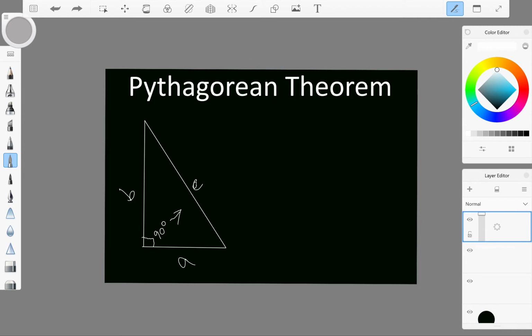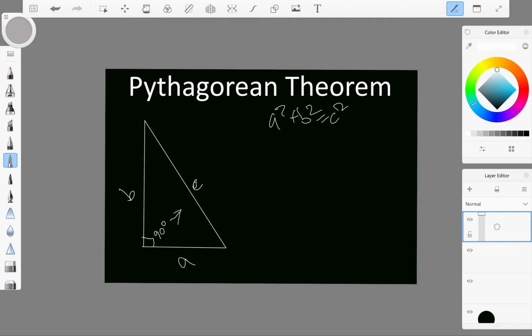Okay, so a squared plus b squared. A squared plus b squared equals c squared. Perfect. Okay, so the reason that number came out so nice is because it's what we call a Pythagorean triple.